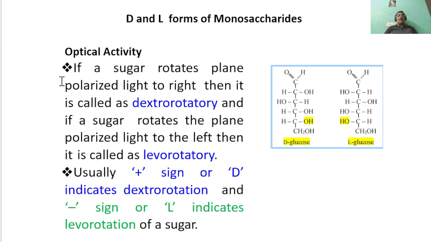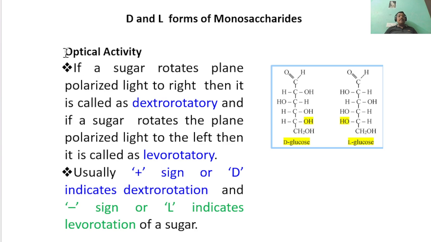So when you pass polarized light onto the solution of this carbohydrate, this structure, as you can see here, D-glucose and L-glucose, this will start to rotate. If it starts to rotate on the left hand side when the polarized light is passed, we call it levorotatory. That means you can see L-glucose.